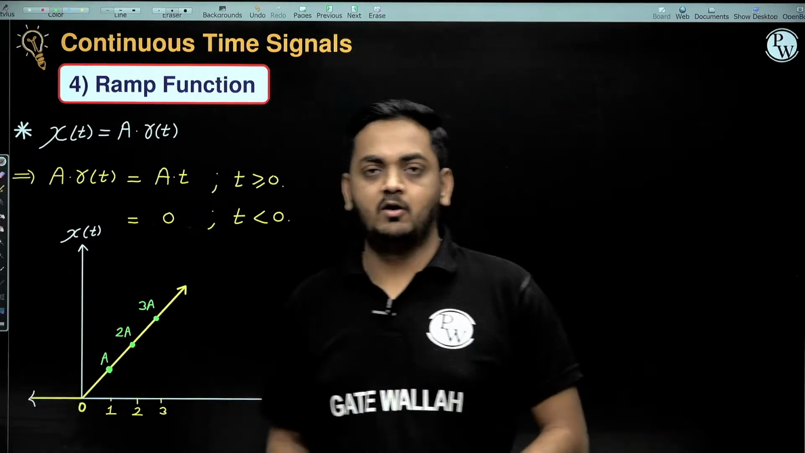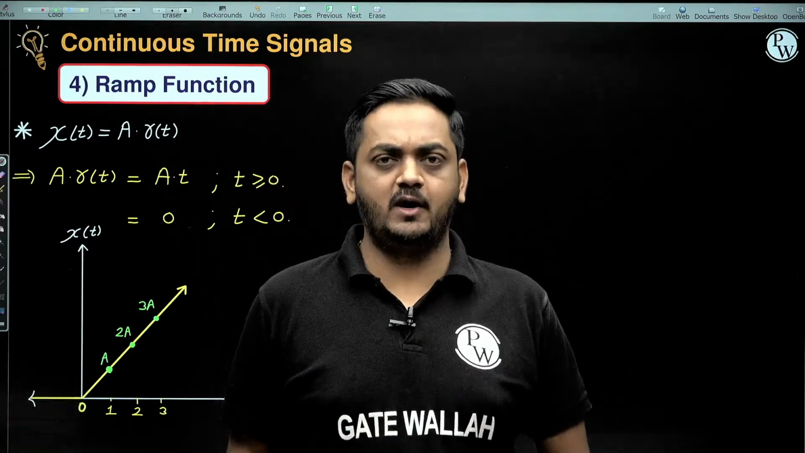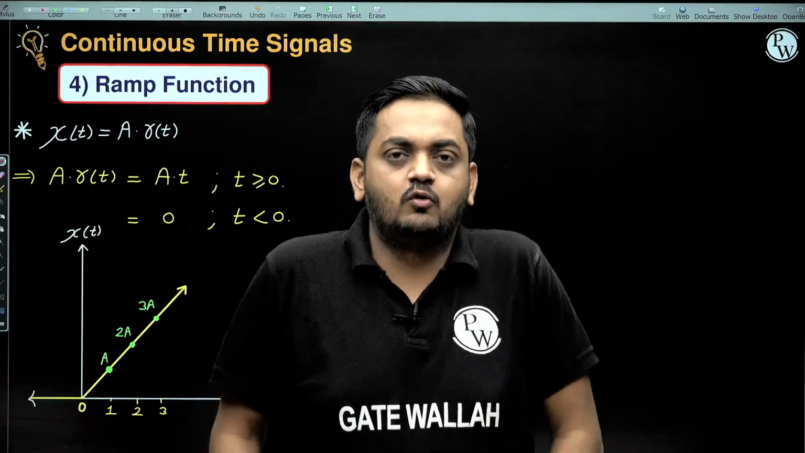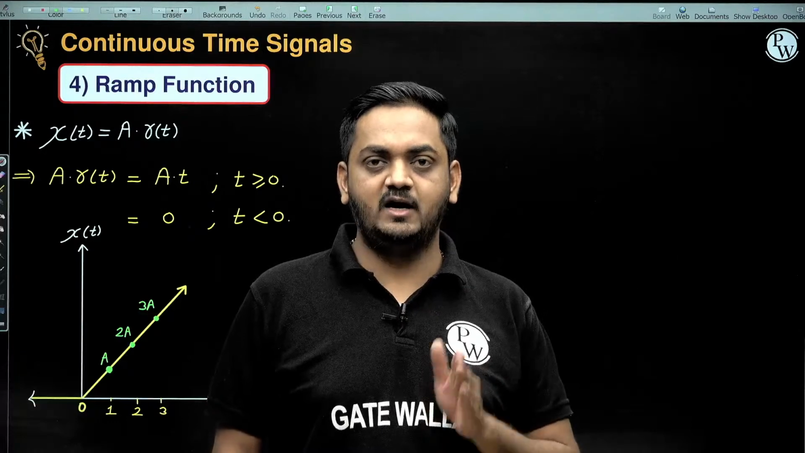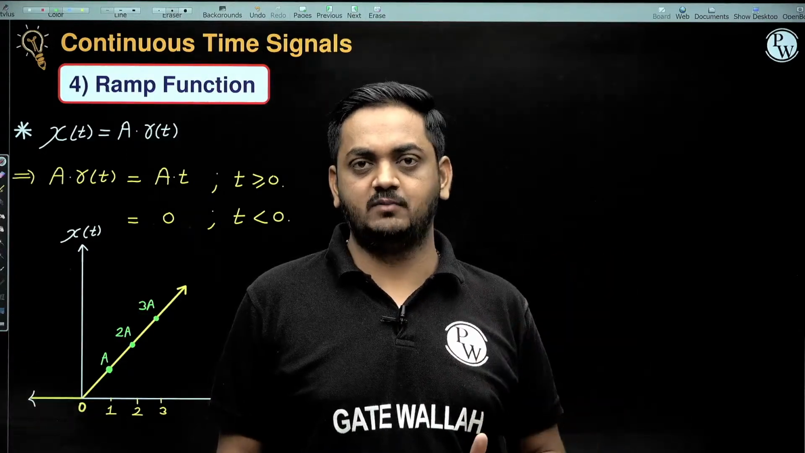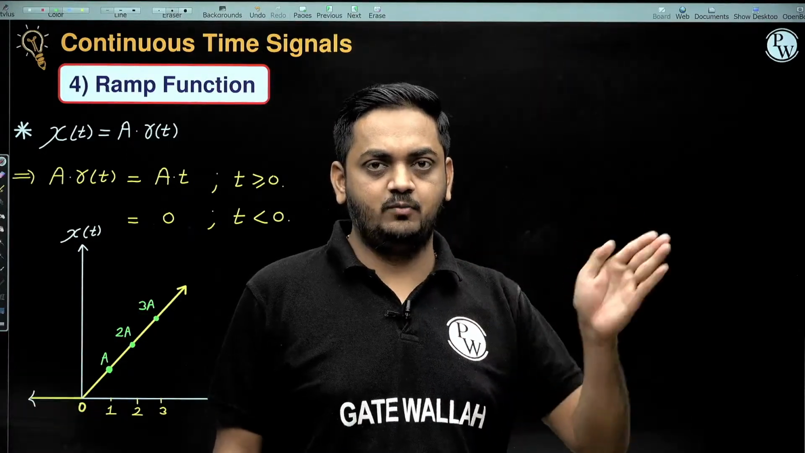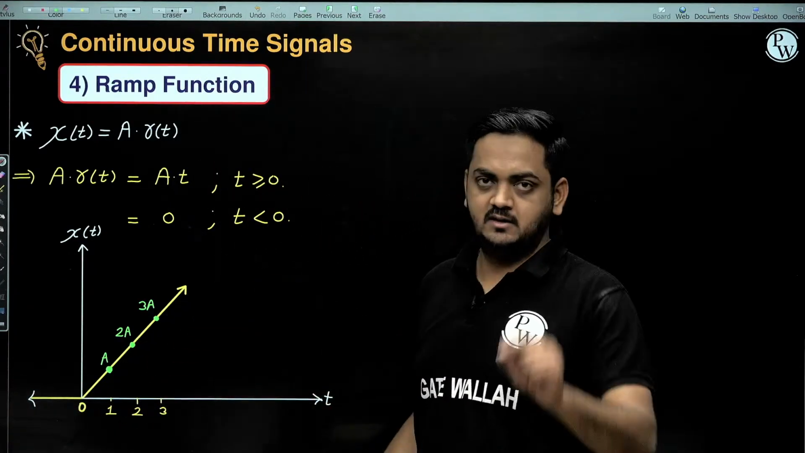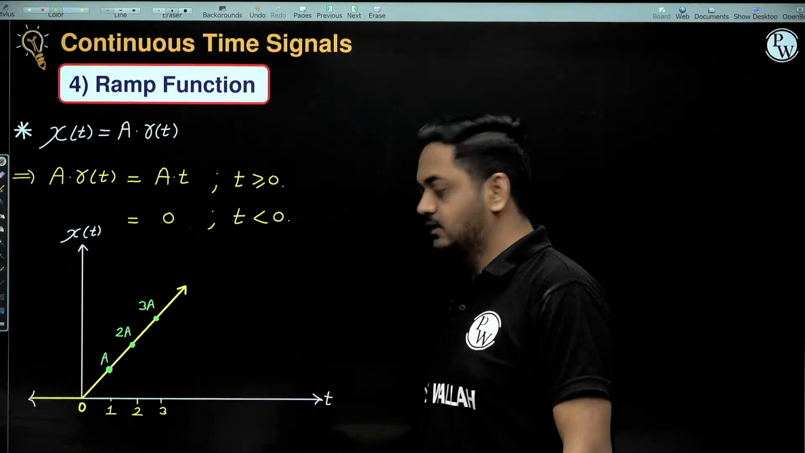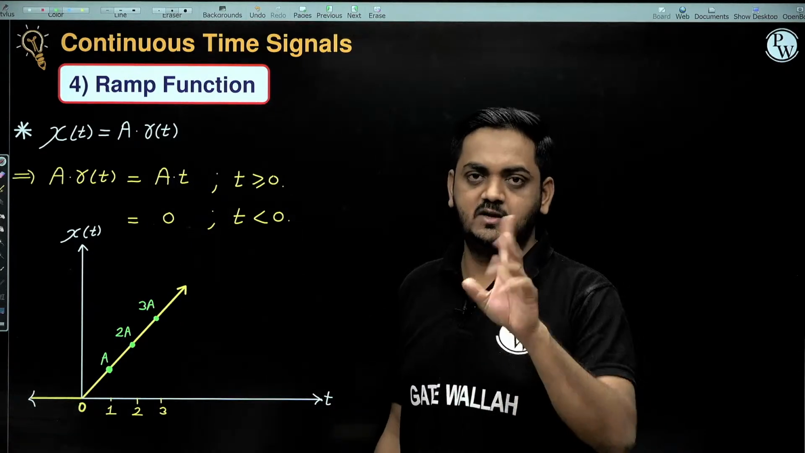So if you want to check whether the slope is positive or negative, simply observe the change from left to right, that means from t equal to minus infinity to plus infinity. If it is increasing linearly, then positive slope, and if it is decreasing linearly, then negative slope, guys. This is a very important point.